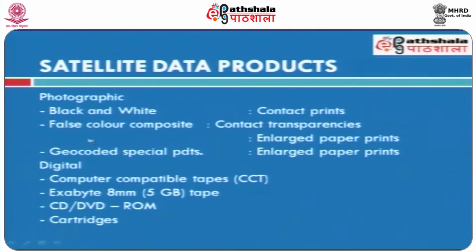Then we have very important data, namely geocoded special products. When you talk about a false color composite, these are nothing but representing a small area which need not be representing a latitude, or need not be referred to any coordinate system. When you talk about geocoded, as the name indicates, it is referenced to a specific area coordinate system, and that data will be provided with the latitude, longitude, or your UTM coordinate system, which we already saw in geographic information system.